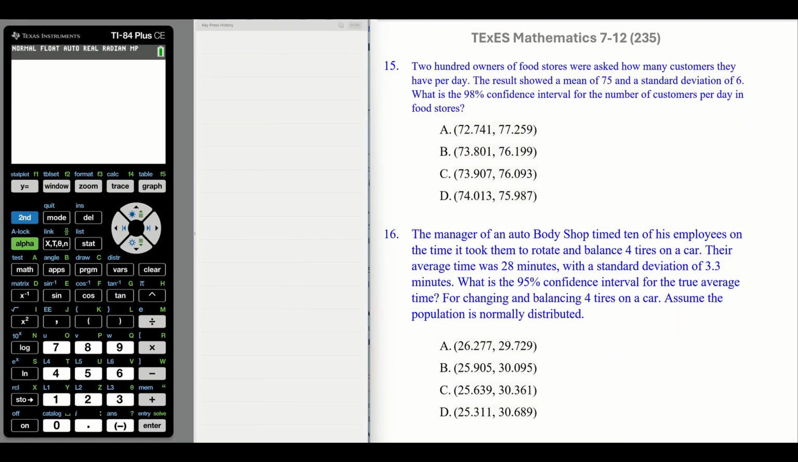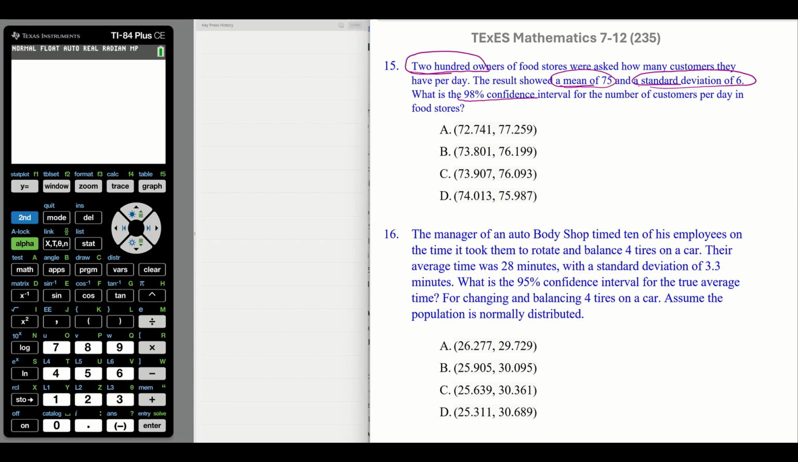Number 15: 200 owners of food stores were asked how many customers they have per day. The results showed a mean of 75 and a standard deviation of 6. What is the 98% confidence interval for the number of customers per day in food stores?